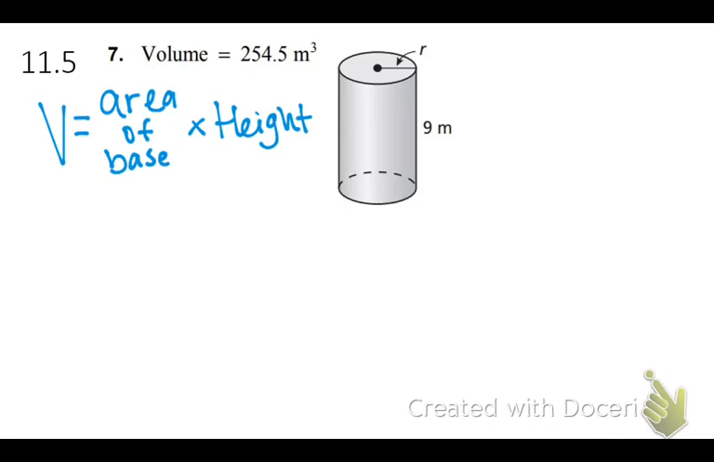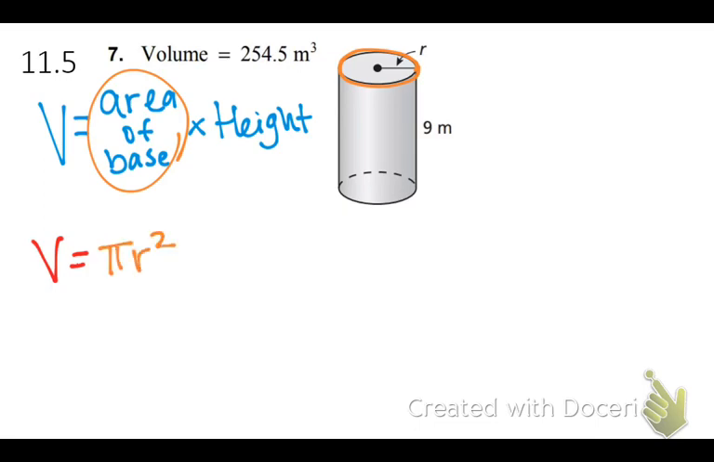But in this problem, we're going to do something slightly different. Do we have enough information to find the area of the base? It's a circle. No, we don't. So when you don't have enough information, instead of saying area of the base, you're going to plug in the formula for the area of the base. So volume equals, how would we find the area of a circular base? Pi r squared.